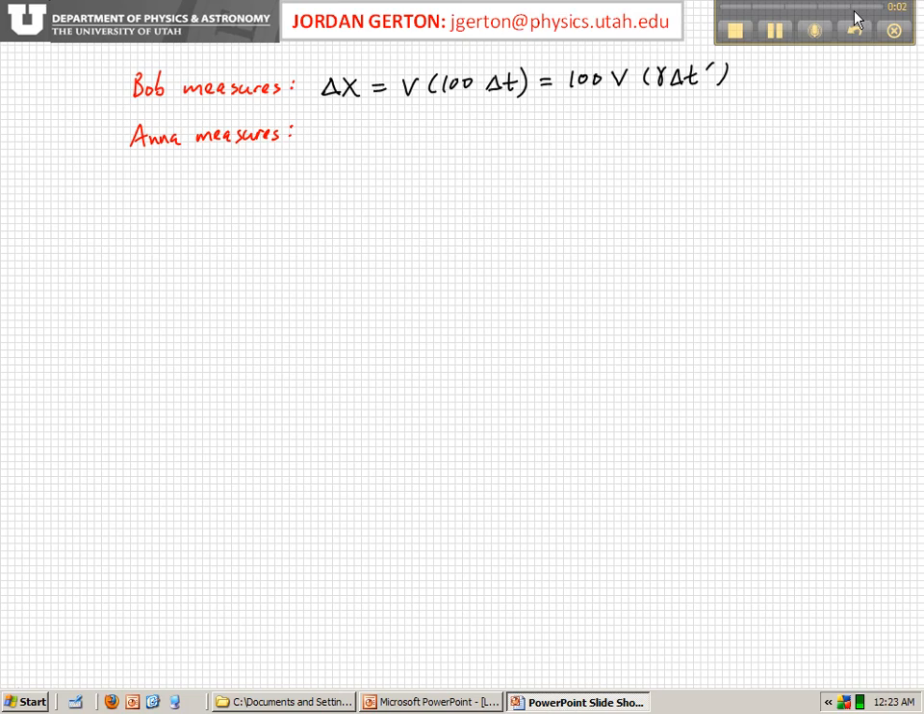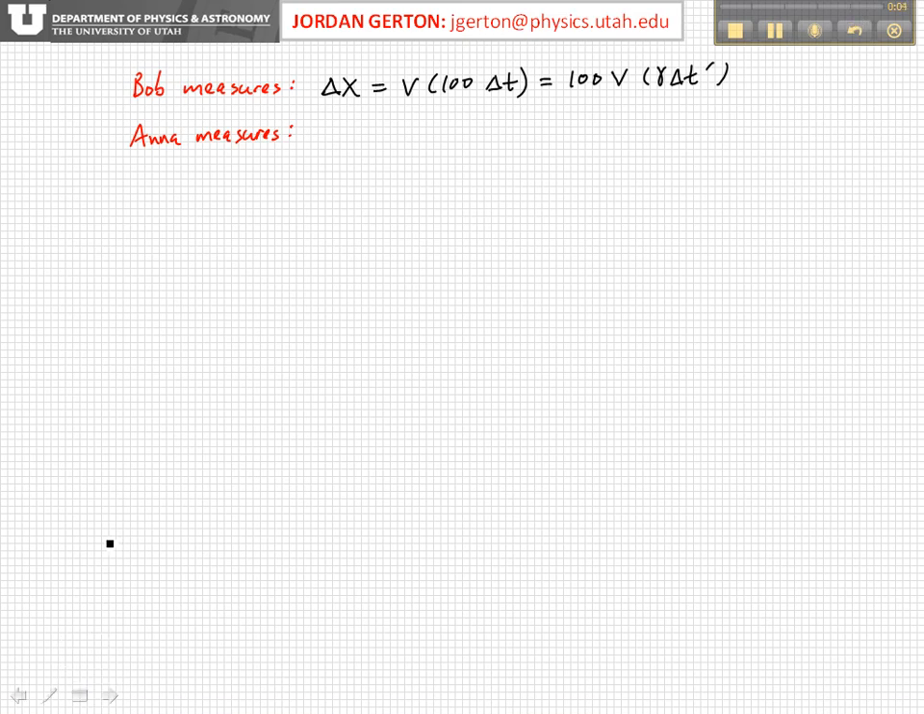Okay, so just once again, Bob measures this distance between A and B. Delta x is equal to 100 times 100 ticks times the velocity times the time interval as measured in his reference frame, which is time dilated. So we plug in the time dilated time interval. Okay, let me just very quickly go back to remind you.